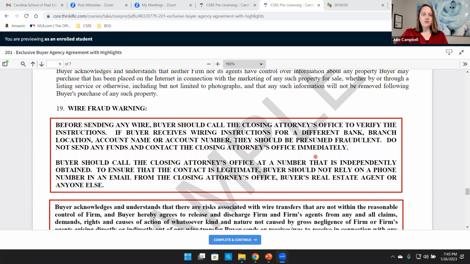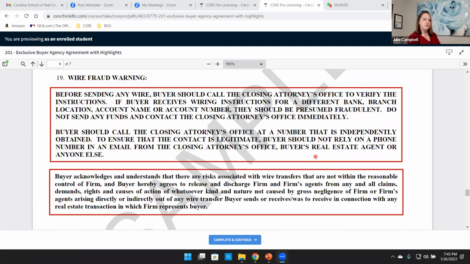Here's our wire fraud warning to buyers. We saw this to sellers last night. I think wire fraud is more common with buyers because they're the ones bringing money to the table. And when we get to our closing unit, we're going to learn that when buyers go to closing, the money that they bring always needs to be readily available funds. They can't take a personal check to closing. So when it comes to the buyers bringing their money, they're really only doing a cashier's check or a wire transfer. And if they're choosing to do a wire transfer, we just need to caution them.